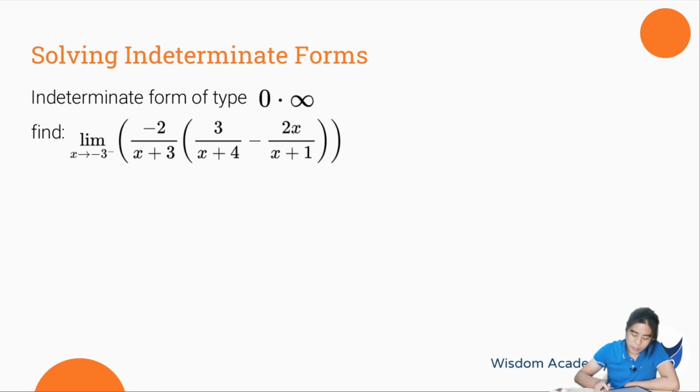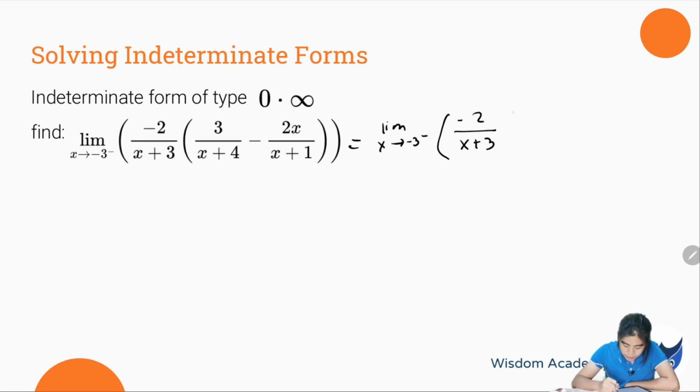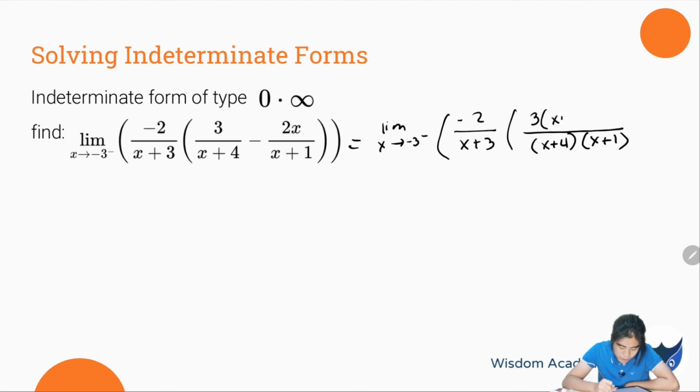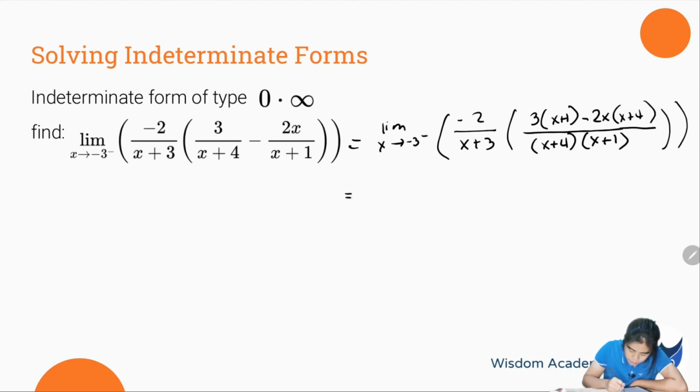So, unang gagawin natin, pwede natin i-combine yung terms na nasa loob ng parenthesis. Okay? So, solving this, combine na natin to nasa loob. So, x plus 4, x plus 1. So, ito ay 3 times x plus 1 minus 2x times x plus 4. Ngayon, pwede natin i-multiply negative 2 over x plus 3 sa loob ng function. And pwede na natin i-solve tong nasa numerator. So, yun yung gagawin natin in the next line.